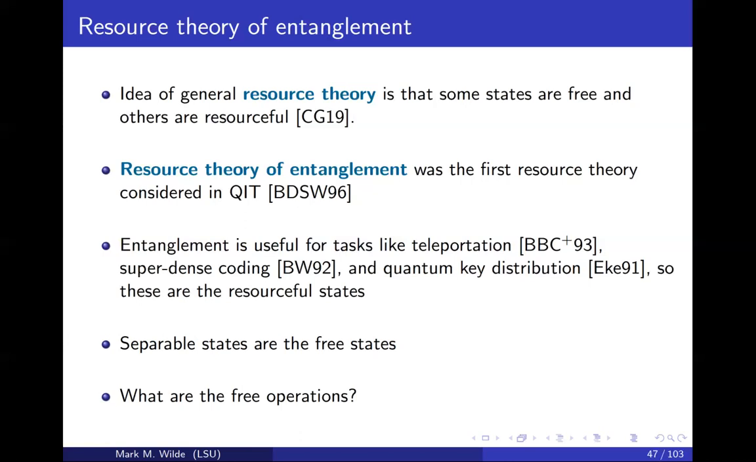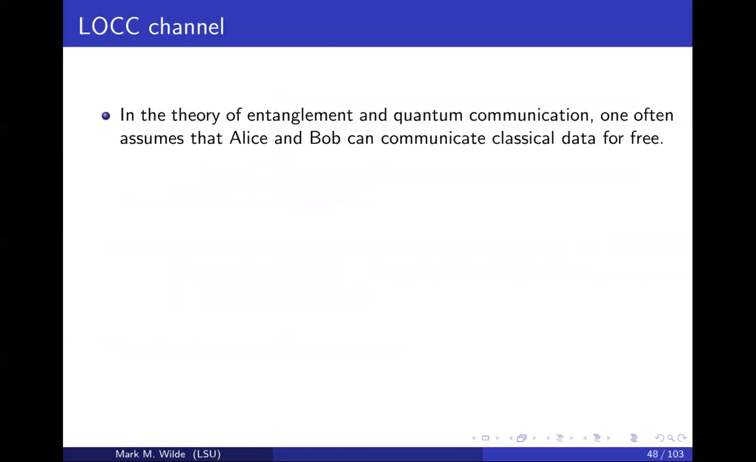With the resource theory of entanglement, it's kind of simple to say what the free states and resourceful states are. The next question is, what are the free operations? Earlier on, we talked about local operations and classical communication. Those were the set of operations that can make separable states. So as it turns out, I'll just ruin the surprise: those are the free operations in the resource theory of entanglement.